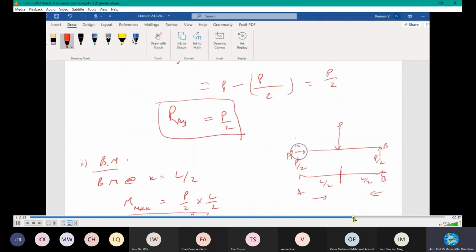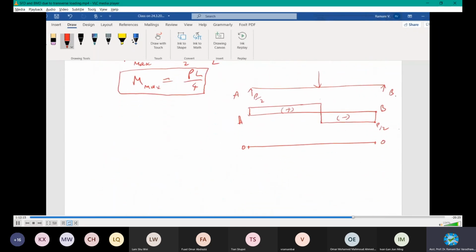Positive we put downward. You can use upward or downward to make it different between shear force and bending moment. This is the SFD. This is the bending moment diagram. To make it different, I put the positive bending moment at the bottom. The maximum value is PL by 4 here. And then this is a point load, so it will be a straight line.